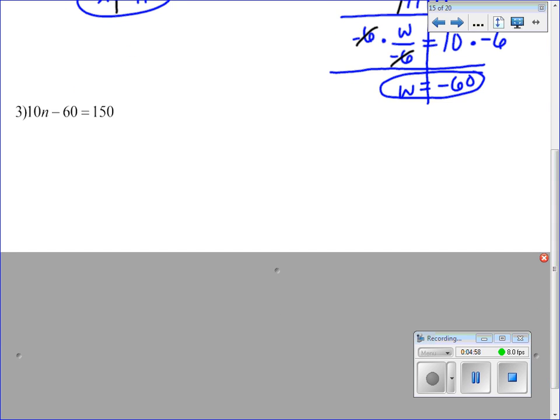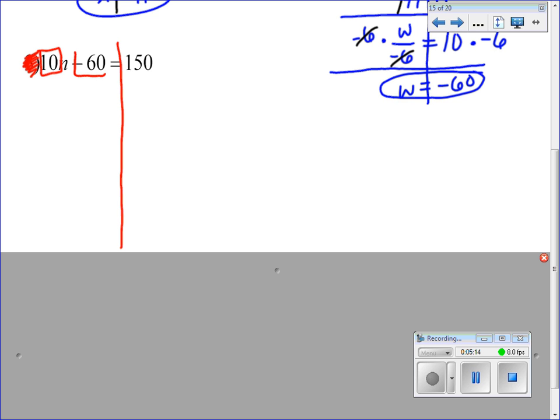Example number 3. Let's see what we can get with this. Again, we're splitting this equation up into two equal sides. We need to get rid of both this 10 and this minus 60. When we look at the 10, it's currently being multiplied to n, so the opposite of multiplication is division, so we're going to get rid of that 10 through division. When we compare the 60 with n, where it's being subtracted by, the opposite of that is addition.